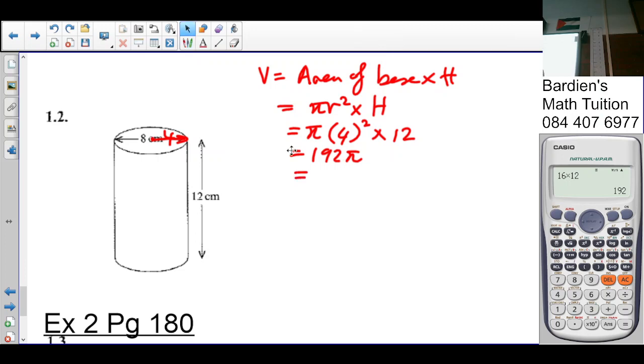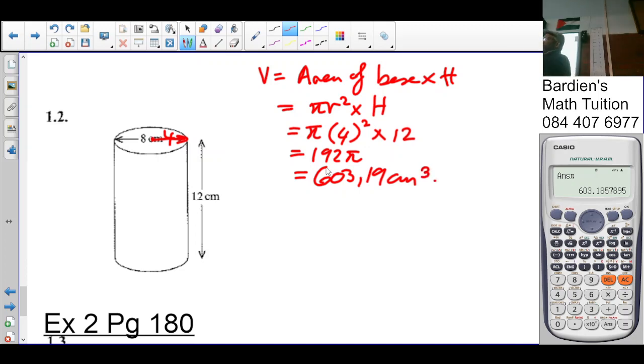Which is, again, you don't need that step, you could have gone straight into the calculator, which is, to 2 decimal places, 603.19 centimeters cubed. So your volume is 3 dimensional. Okay.